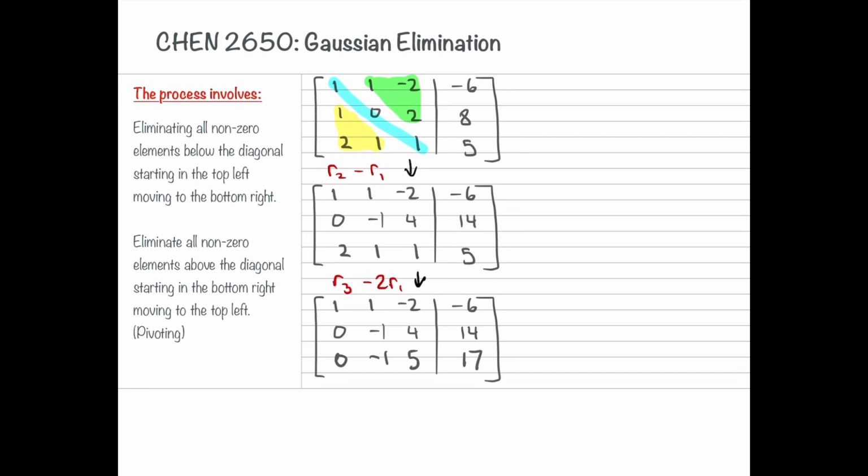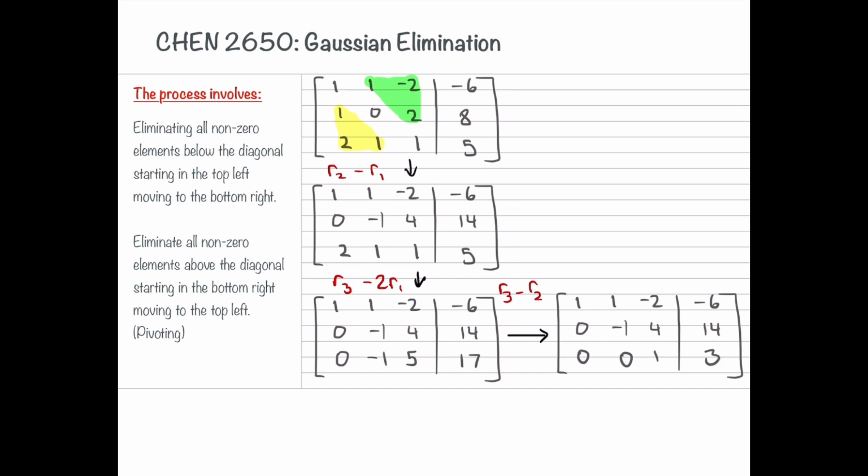We have one non-zero element remaining below the diagonal. This is -1 here. But at this point, we now transition to using the second row to manipulate the third row as we have moved to a different column. And so in this case, we can now take the third row and subtract from it the second row, which should now give us values of 0, 0, 1, and 3. That's simply by taking -1 minus 1, 5 minus 4, 17 minus 14 to find out that our new third row of our augmented matrix will be 0, 0, 1, 3, which implies that the value of z, our third unknown, will be 3.